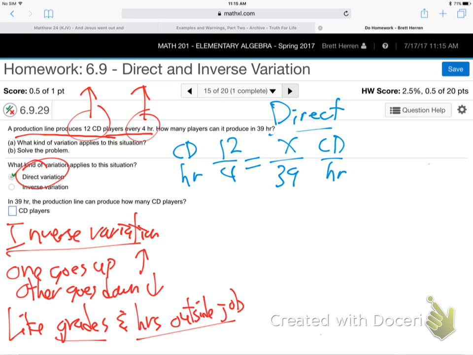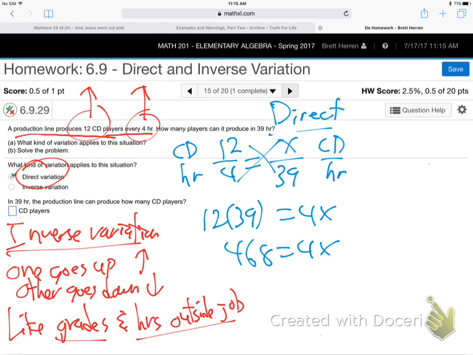So that'll work now. Cross multiply, diagonal, diagonal, boom and a boom. 12 times 39, 4 times x. 390, and 78, 468? 468 is 4x. Last step, divide by 4. 468 divided by 4 is 117. X is 117 CD players cranked out.